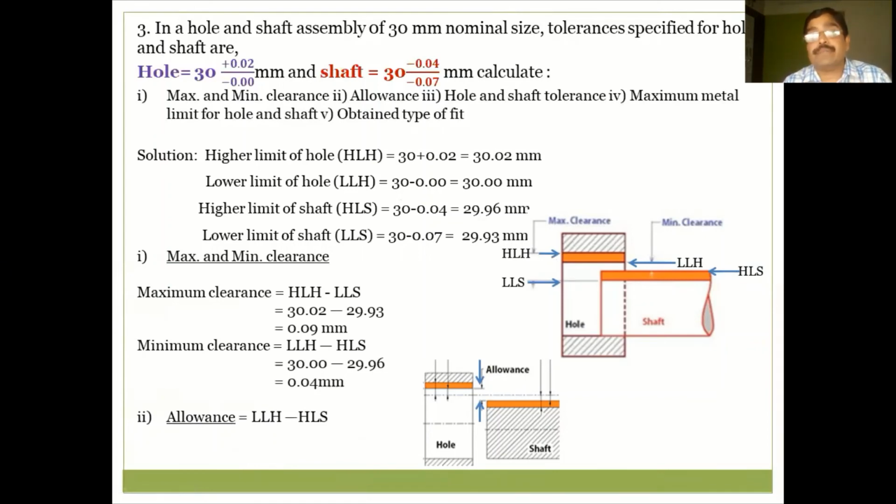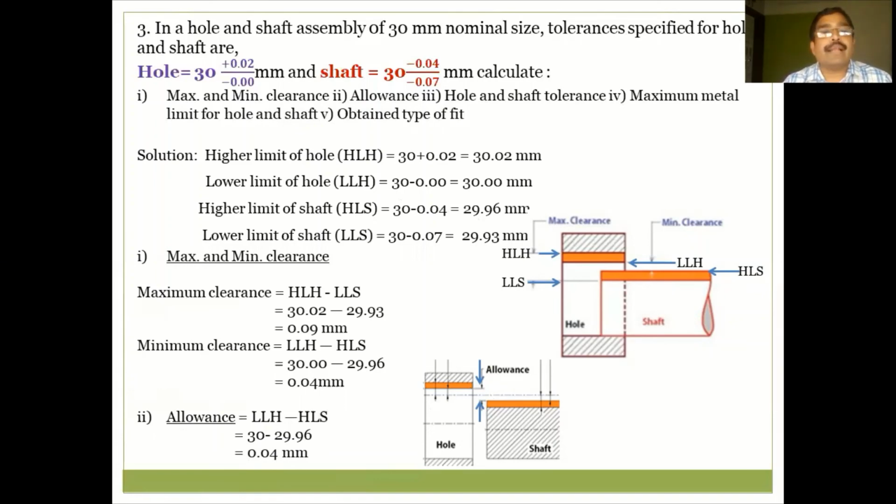Now allowances. Student, for the allowances, again you can see in this diagram, this is the lower limit of the hole and this is the upper limit of the shaft. That difference will give you the allowance, and the values you know, that is 30 minus 29.96. Your answer is 0.04 mm.